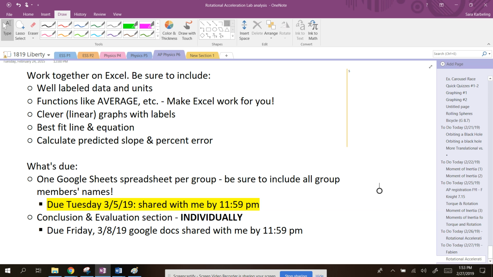We're actually going to do some of this right now. You will need to come up with a clever way to graph your information. This is it. This is the physics right here, right? With some labels, my chart, yeah. Best fit line, that's a poor choice. An equation. And then calculate your predicted slope and percent error. Okay? In order to do these bottom three things, you really have to understand this system. And we're going to talk about that in just a second.